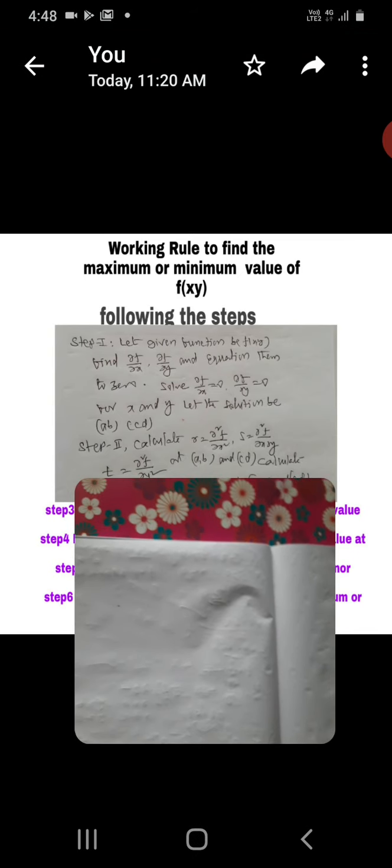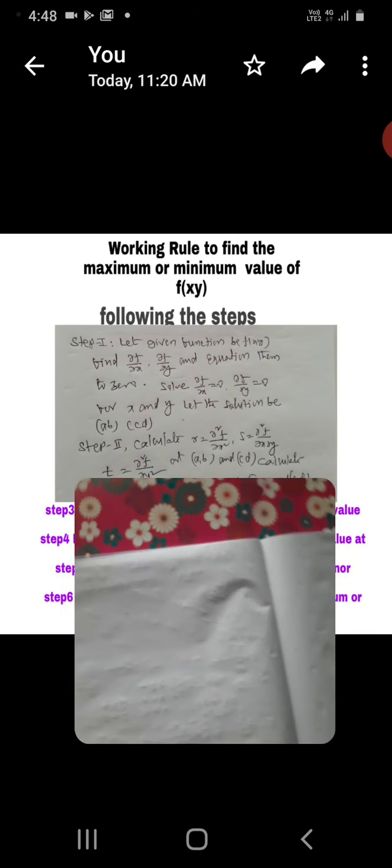Now, stationary points and extreme points. What are stationary and extreme points? At a point (a, b), if the function is a maximum or minimum, it is known as an extreme point. Extreme point means at that point the given function is maximum or minimum. That is also a stationary point.